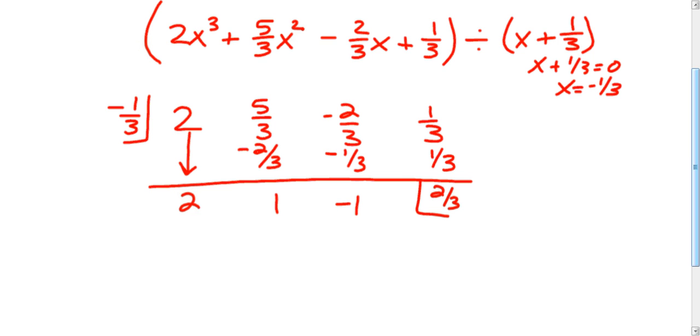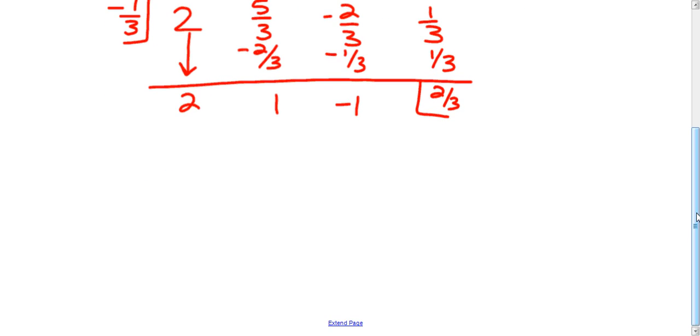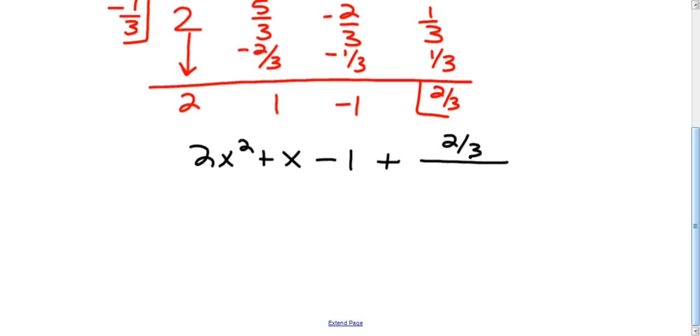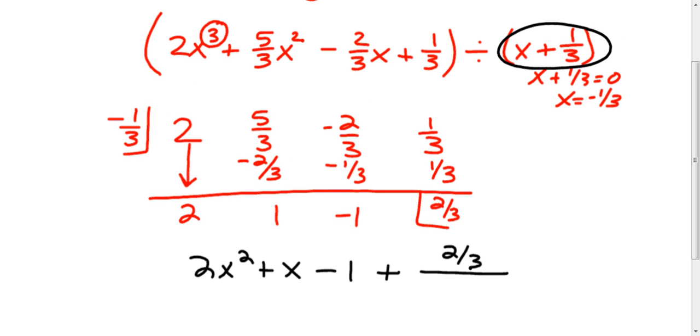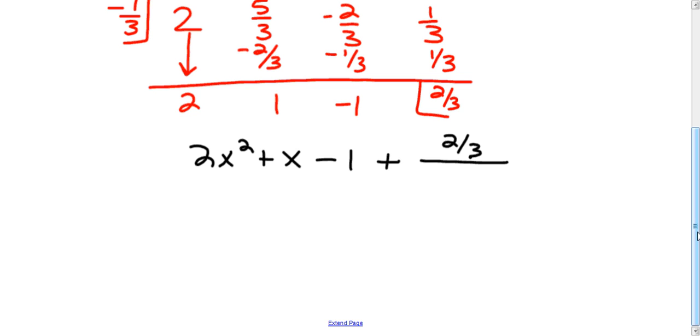All right, I started with an x cubed term up here, so that means my answer will be 1 less than that and be an x squared term. So my answer will be 2x squared plus x minus 1 plus 2/3 over whatever it was I divided by. And if you remember up here, I divided by x plus 1/3.